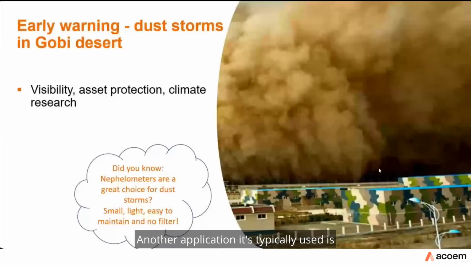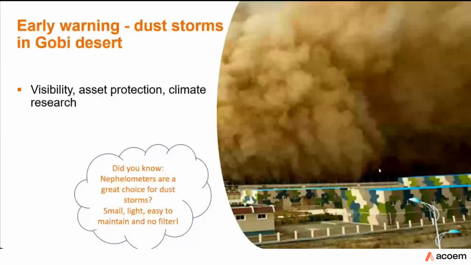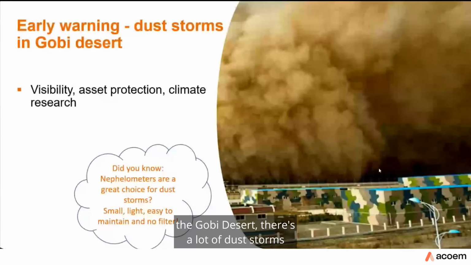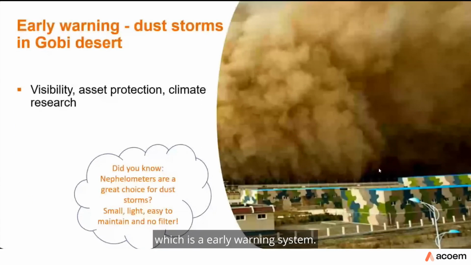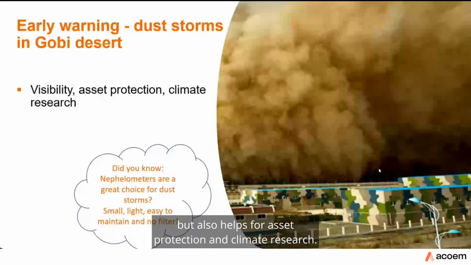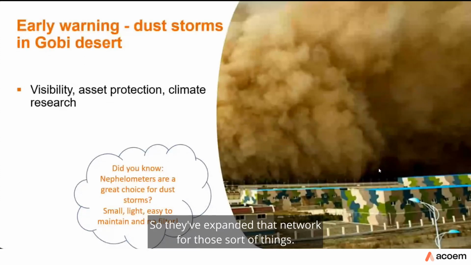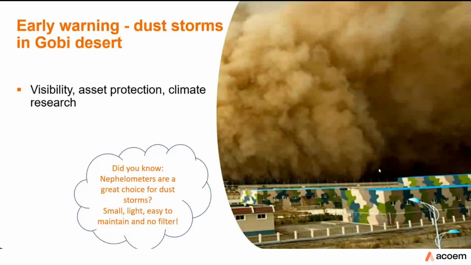Another application that's typically used is for dust storms. In particular, the Gobi Desert, there's a lot of dust storms move across China, so there's a whole monitoring network there, which is an early warning system. Provides details of visibility, but also helps for asset protection and climate research. So they've expanded that network for those sort of things.